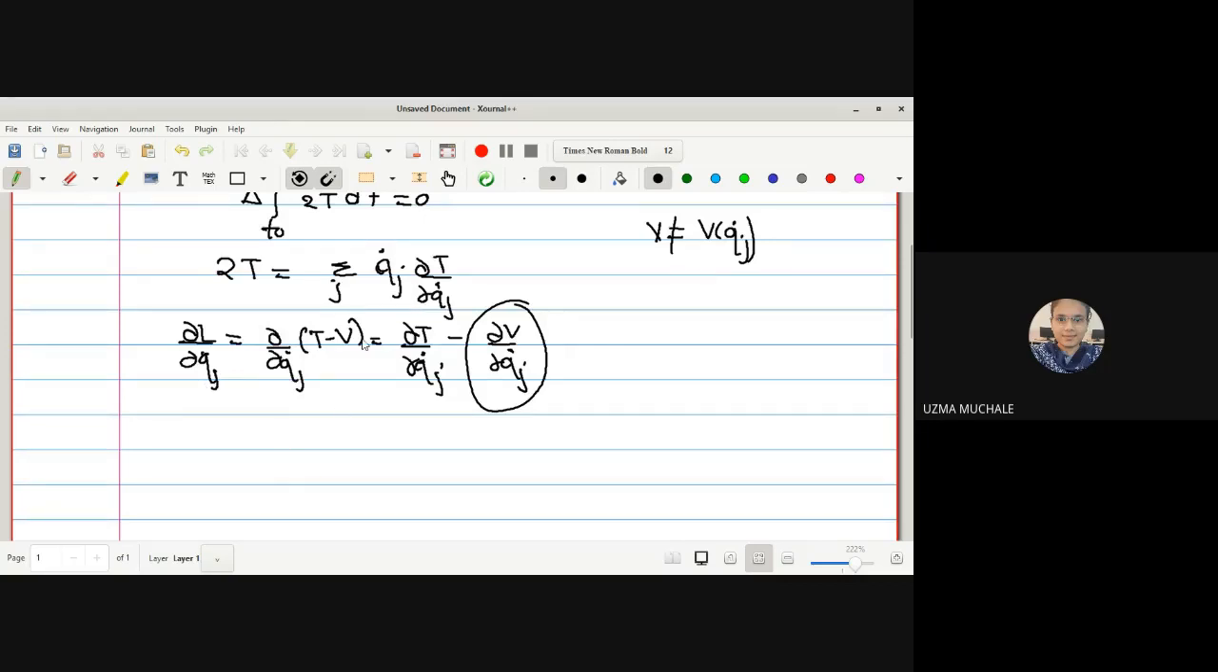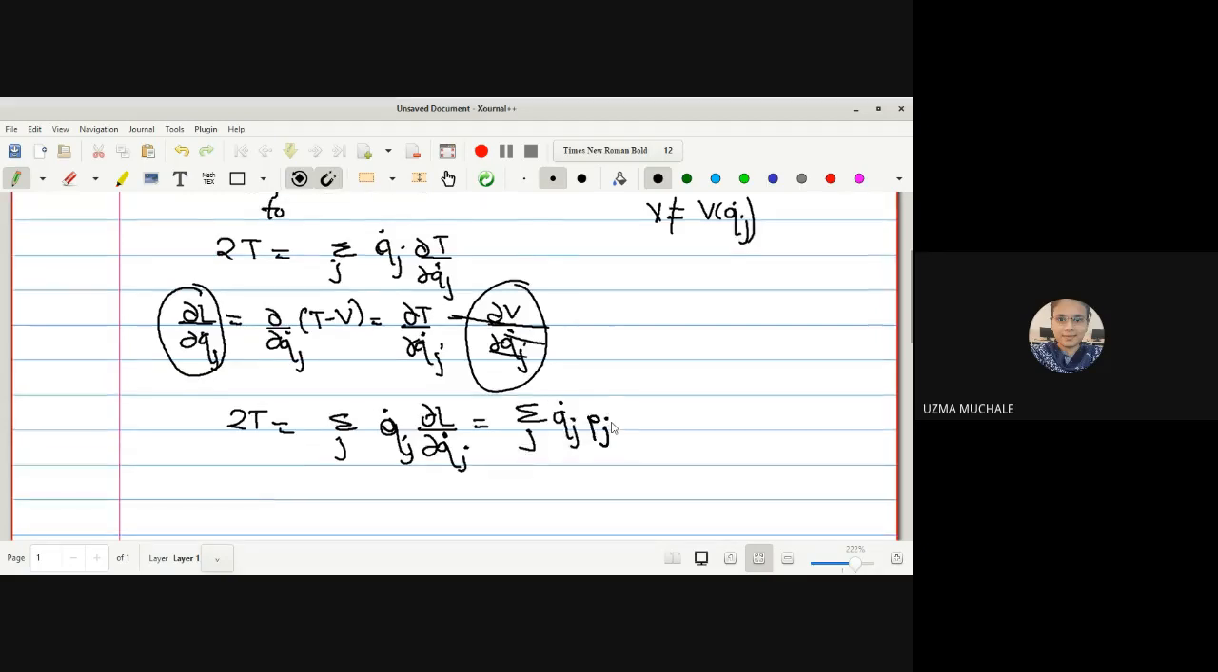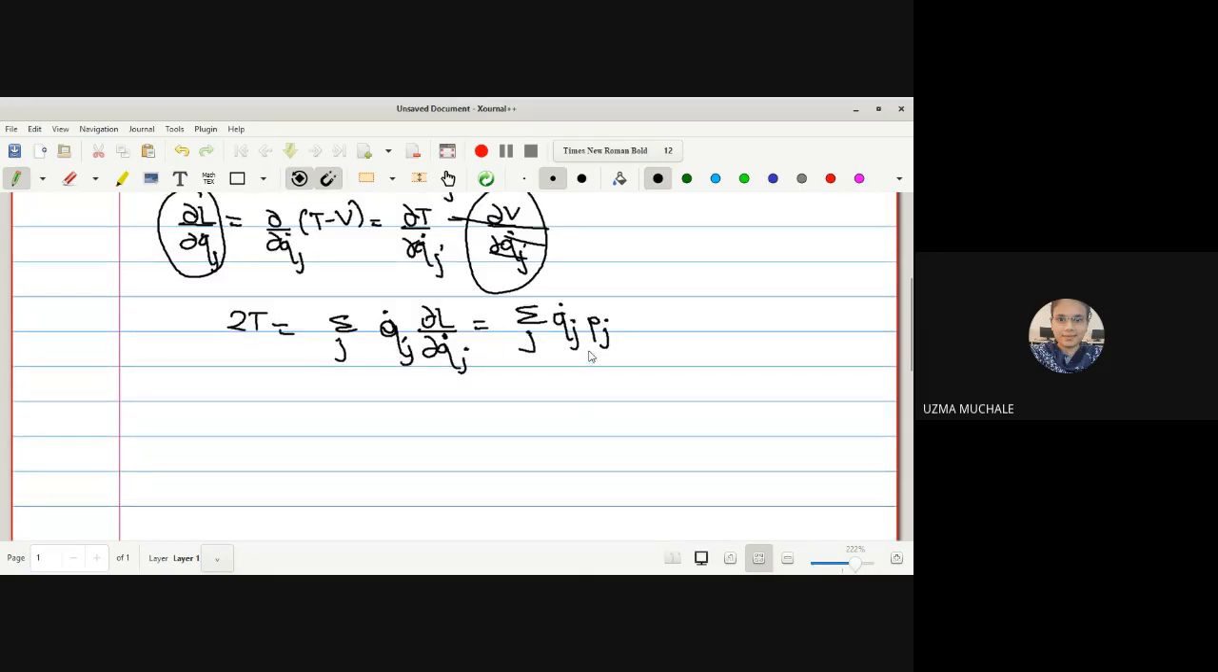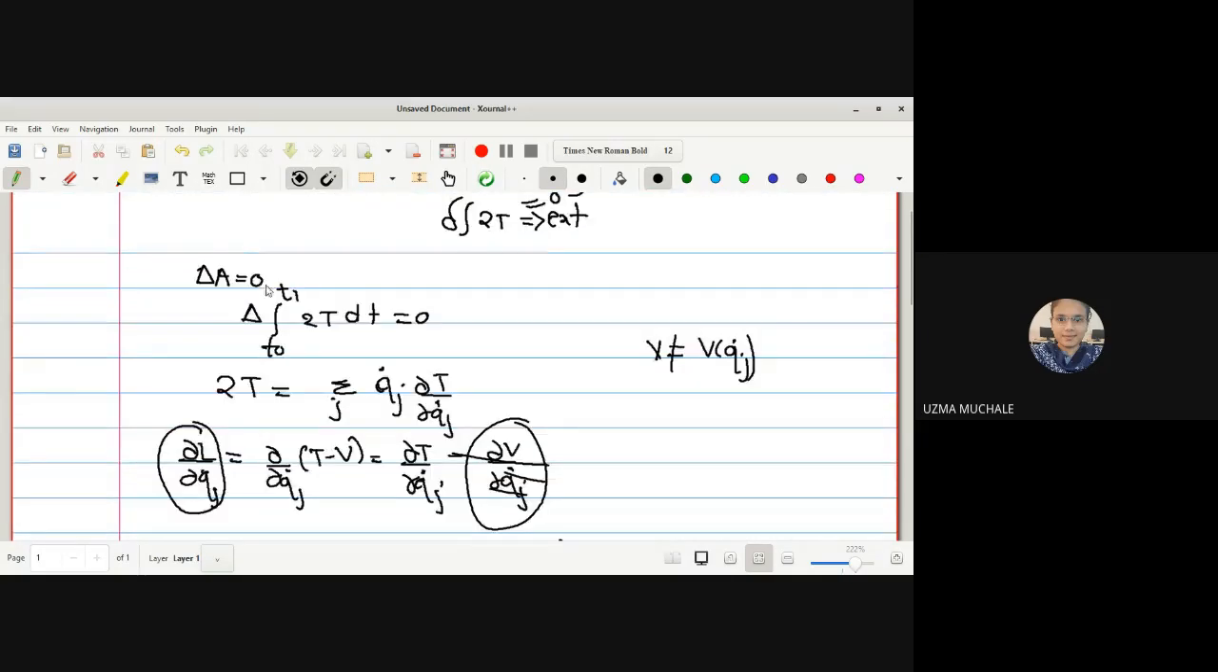Hence, we can substitute this value of dou T by dou qj dot because these two are the same and this term is 0. So these two are equal. On the next line, I can write 2T equals summation over j of qj dot into dou L by dou qj dot. Now, if you remember from the first chapter, I told you that dou L by dou qj dot is nothing but Pj. So now we reduce to 2T equals summation over j of Pj qj dot. So we can substitute the value of 2T here.